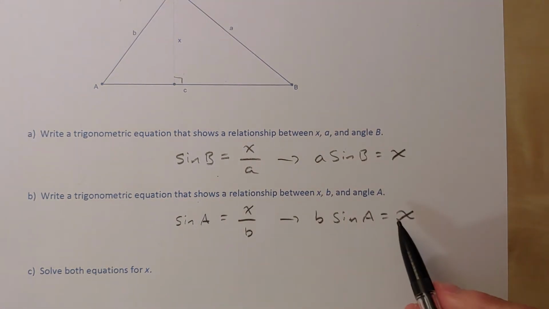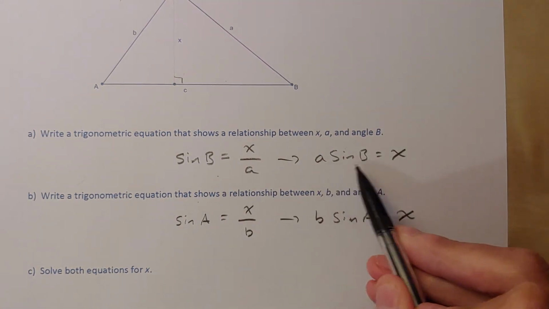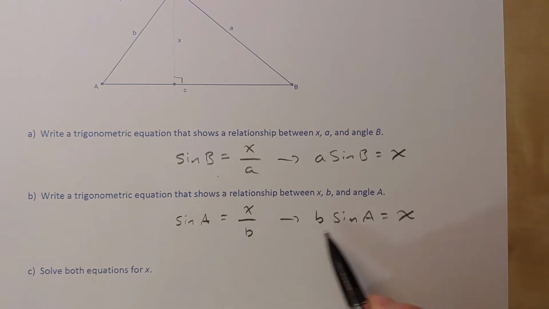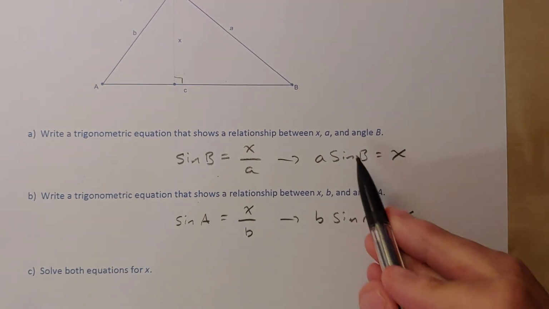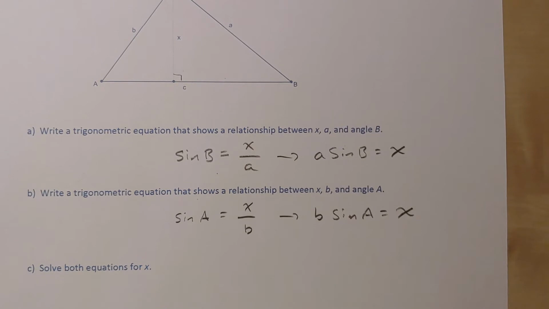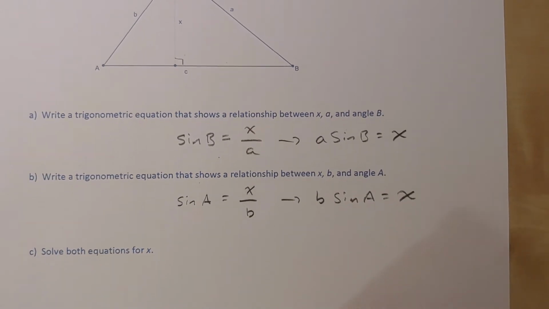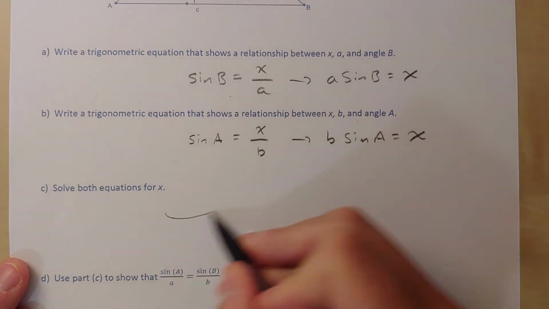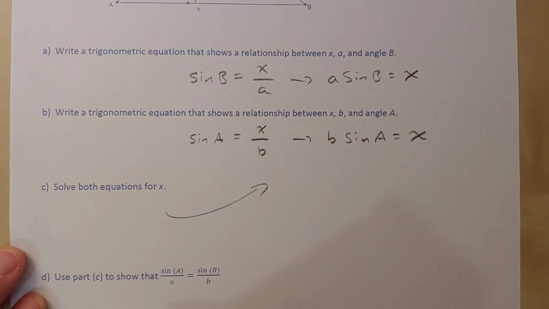Well, if x is equal to a sine B and x is also equal to b sine A, then aren't those two things equal to each other? Why, yes, they are. And that's what I'm getting at. So I did that part there. That's what I'm getting at here in part D.